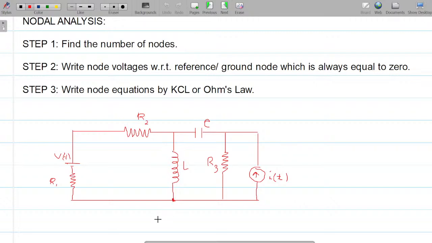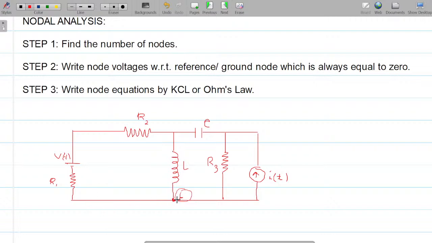We will traverse step by step, and tell me how many nodes are there. Can this qualify as a node? We see an interconnection of 1, 2, 3 branches. This is a node, right? So this is one node. This and this are at the same potential, so we will not write any node here because this is a conductor. So these two will be at the same potential. So again, this is not a node.